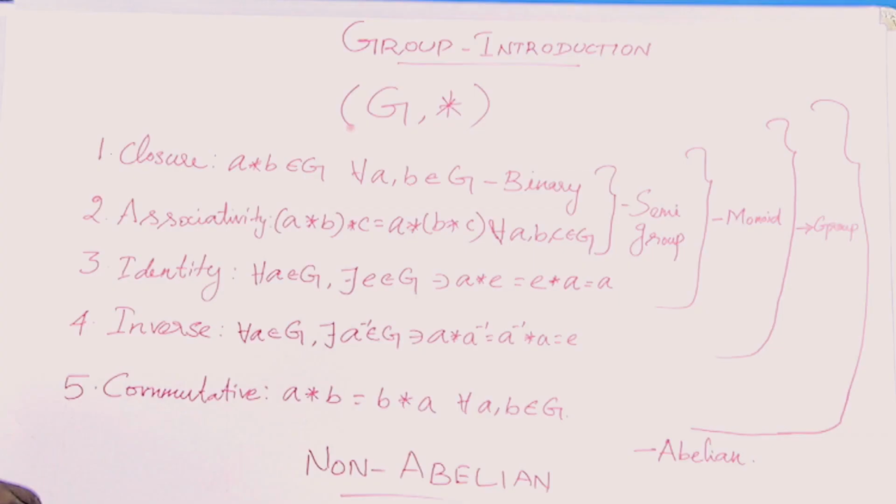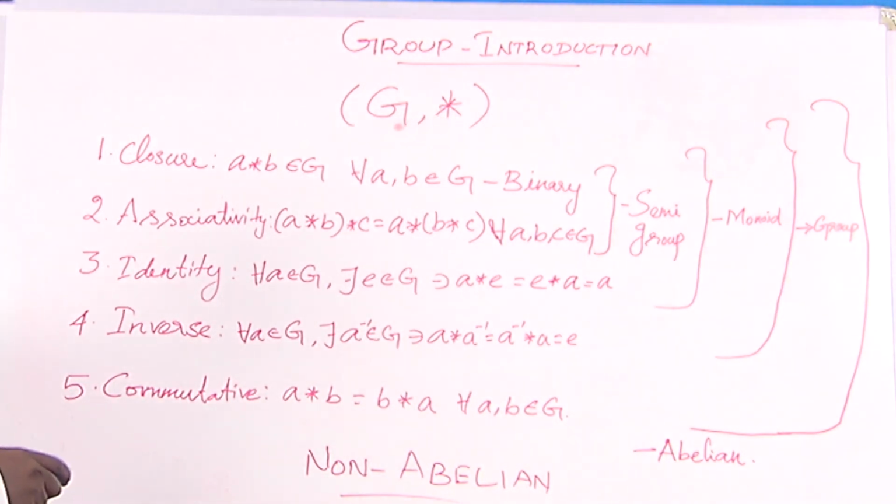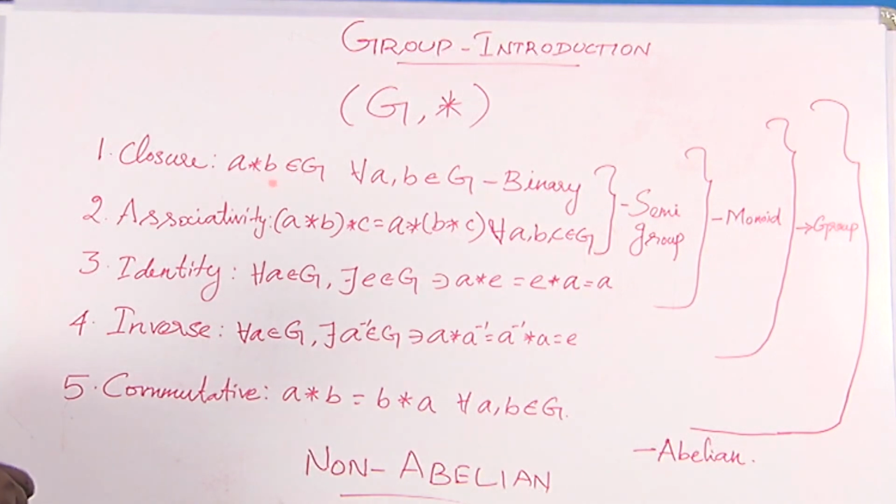Now, we need a non-empty set, we take this as G, and we need an operation, which we denote as star for our convenience. This set together with this operation has to satisfy some properties. Let us go through the properties first. First one, closure. Closure means A star B is in G for all A, B in G, which means that we have to take two elements A and B in the group. The resulting element, after applying the operation, must be in G. If the operation satisfies this property, then the operation is called binary.